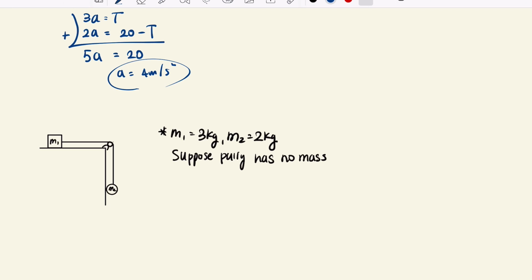So for this problem, we see a pulley. And we're supposing that the pulley has no mass, because if the pulley has mass, the problem becomes complicated, and we need to know other advanced concepts. So in AP Physics 1, we're going to assume that the pulley has no mass.